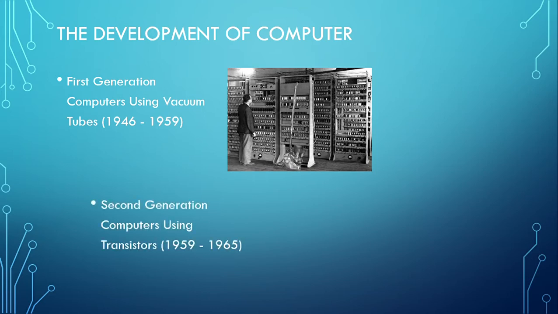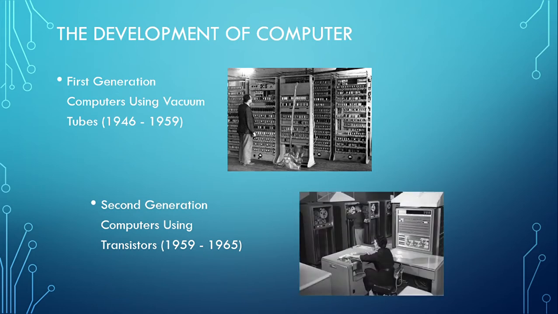Next, second generation. In this generation, computer is computer using transistor from 1959 until 1965. In 1959, the basic component for design computer is transistor technology. This component is considered much more efficient when compared to vacuum tube. Transistors are smaller in size than vacuum tube and less electric power is required for operation. The manufacturing costs are also much more affordable.